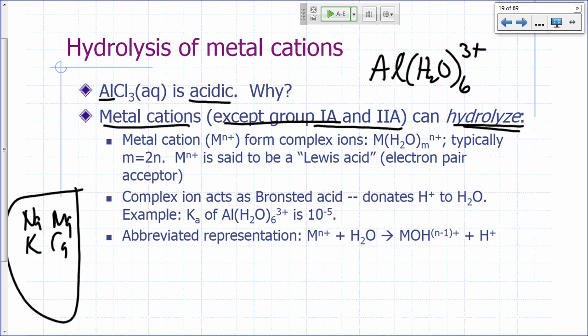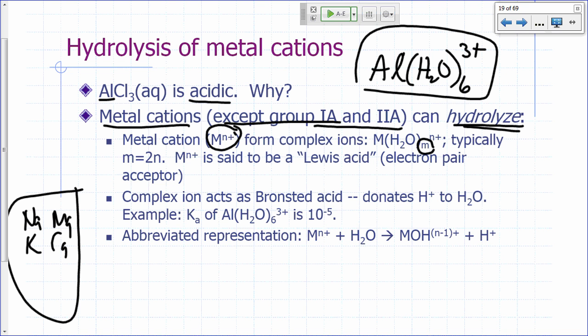In this particular case, let's say in general, if you have a metal cation with a charge of N+, it will bond with several water molecules to form something like this. Generally, the number of water molecules that bond to it is twice the charge. So aluminum has a +3 charge, so you can have 6 water molecules attached to it. We call that the coordination number.